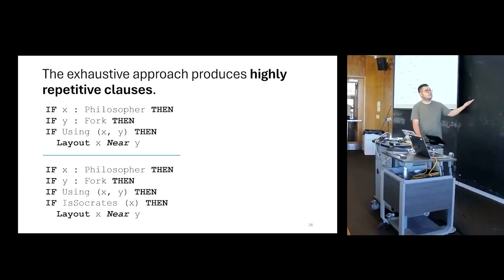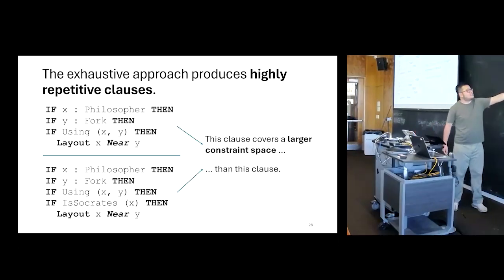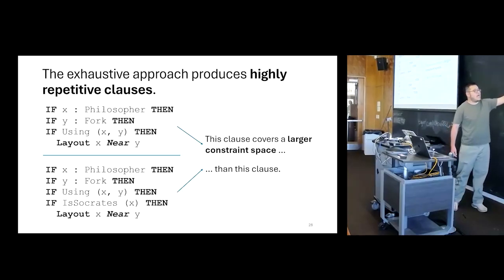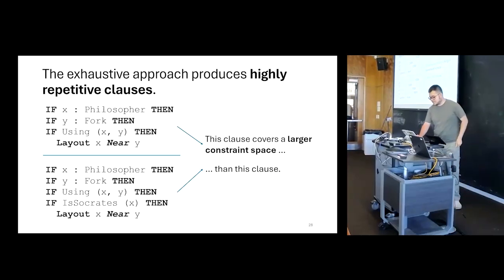There are some other cases where some clauses have behaviors that are overlapping with other clauses. For example, this clause only applies the geometric constraint on a specific type of philosophers. So the top clause covers a larger constraint space, and we could use this insight to prune out the bottom one and keep only the top one.